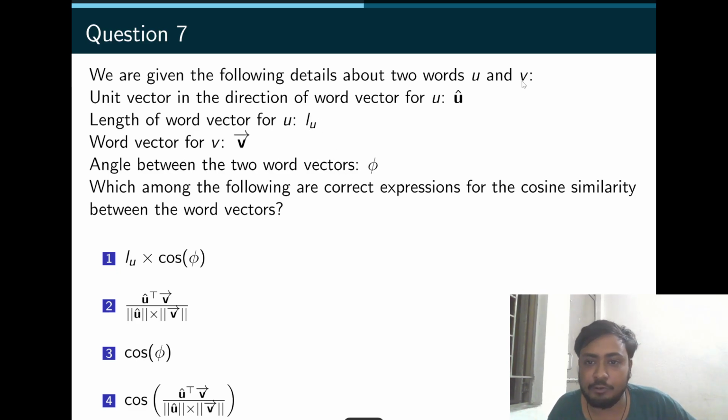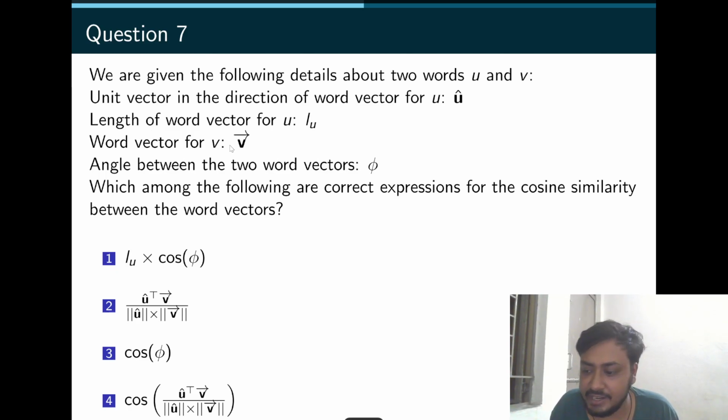So we are given two words, u and v, and some details are given about them. Suppose the word u has a word vector, and a unit vector in that direction is given as u hat, and the length of the word vector for u is lu. So you can imagine the word vector for u is actually like lu into u hat, if you represent the entire vector. All right, so they have done this fancy thing because that is part of the question.